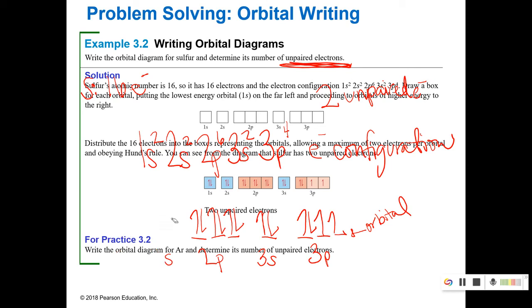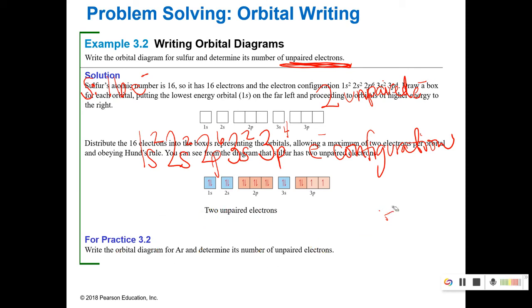Okay, this bottom one, it wants us to do argon. So argon is a noble gas. It is number 18, so we have 18 electrons. I'm going to write that up here. And because it's a noble gas, it ends in 3p6. So I'm going to, again, start at the beginning. 1s2, 2s2, 2p6, 3s2, and then I left way too much room, so 3p6.